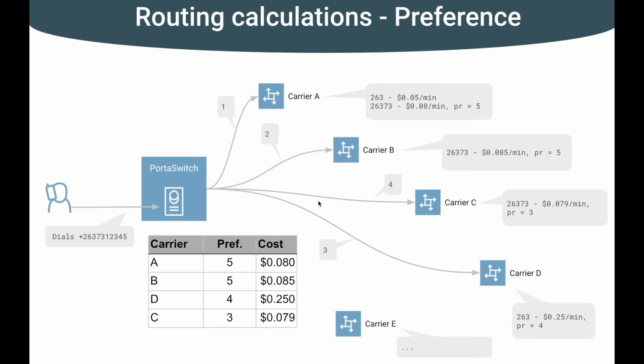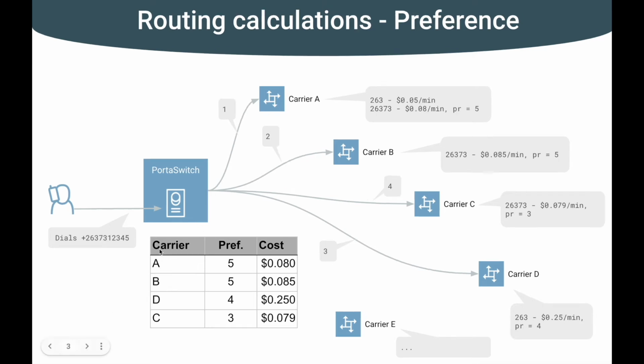The routing list will be first sorted by descending preference, and then carriers with the same preference value are going to be sorted by cost in the ascending order. A and B have the same preference, so they're going to be sorted according to their cost. A is the cheapest, so it's going to be at the top of the list, and B is going to come next.